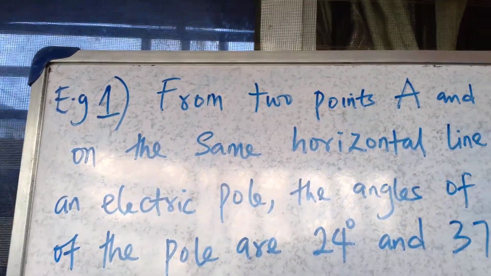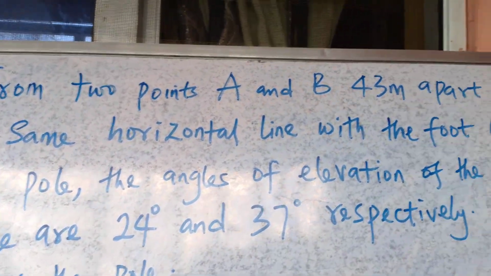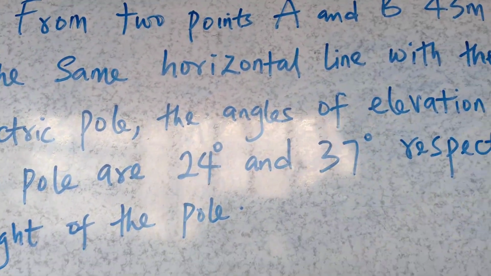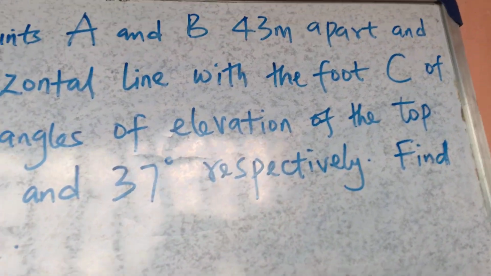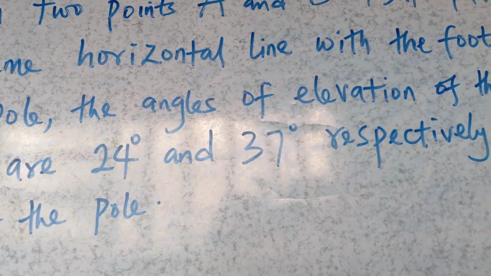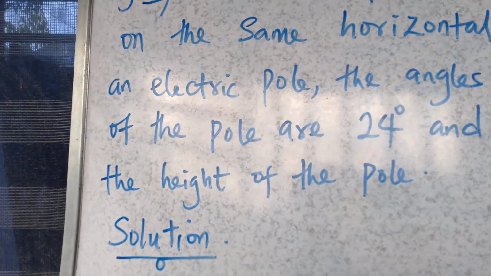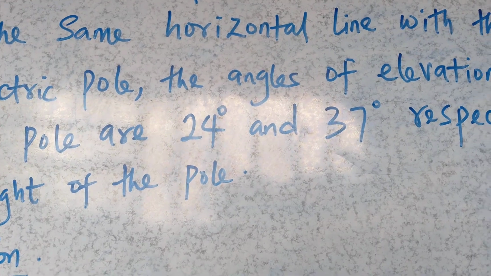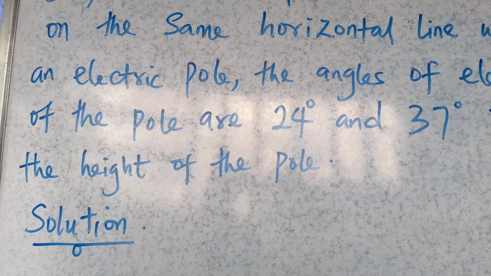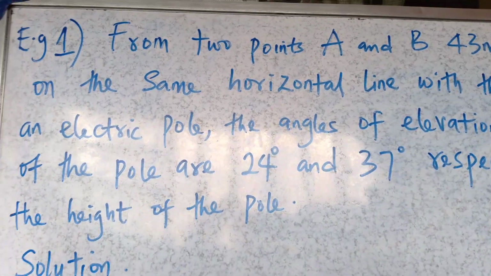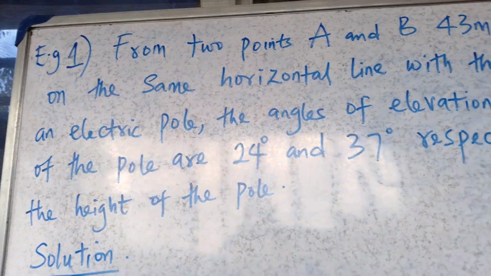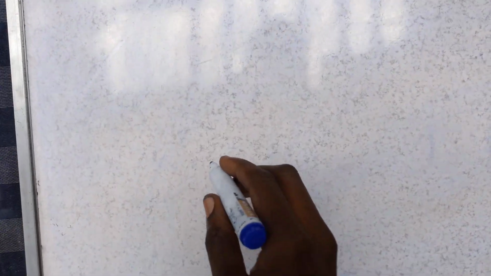The problem says: from 2 points A and B, 43 meters apart and on the same horizontal line with the foot C of an electric pole, the angles of elevation of the top of the pole are 24 degrees and 37 degrees respectively. Find the height of the pole. So first it tells us about 2 points A and B which are 43 meters apart on the same horizontal line. You first draw a horizontal line.